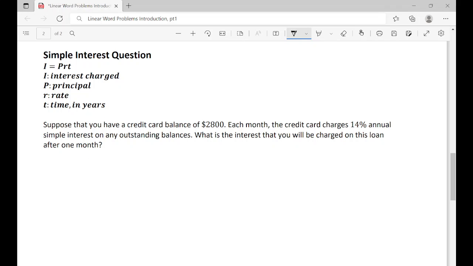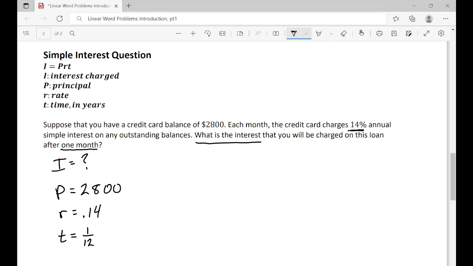So let's go with what we know. The interest? Don't know. That's what we're trying to find out. Principal is the amount we start off with. So we know we have $2,800. The rate says right here is 14%. Cannot use a percent, so we're going to convert it to a decimal and call it 0.14. So just divide your percent by 100. And the time is 1 month. Now time has to be in years, so we have to convert 1 month to a year. So 1 month is just 1/12 of a year.